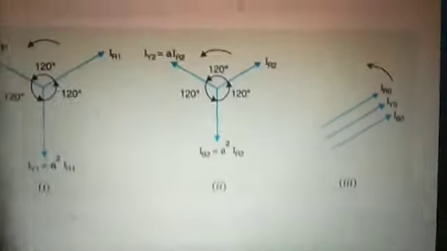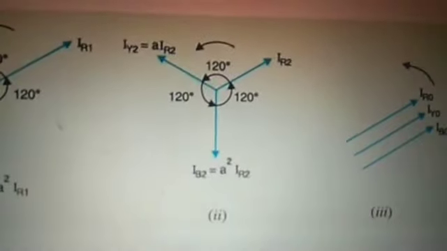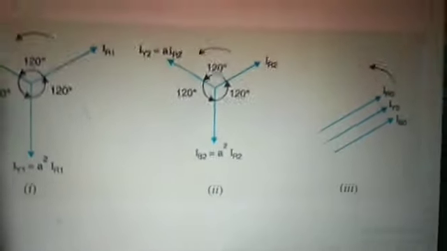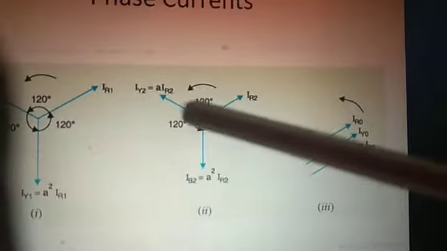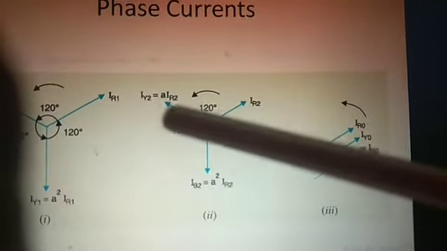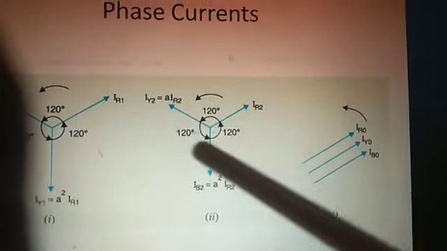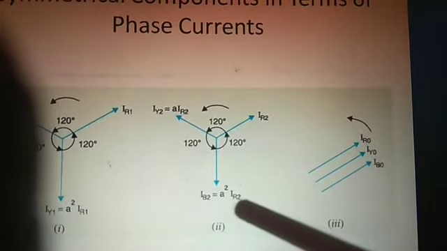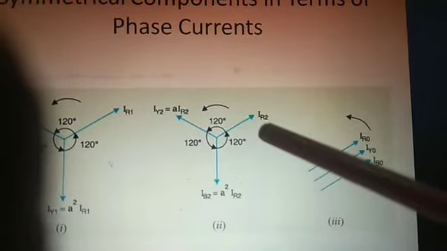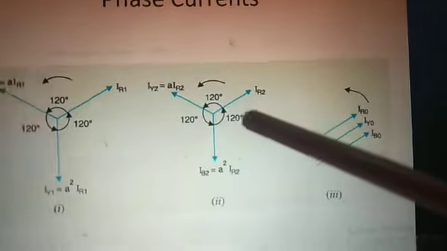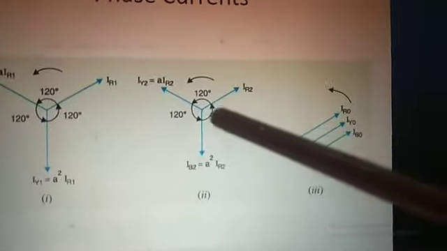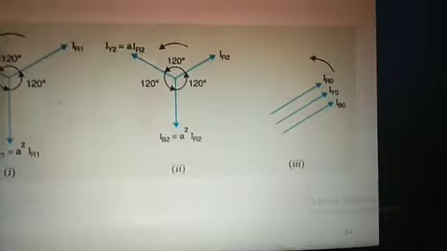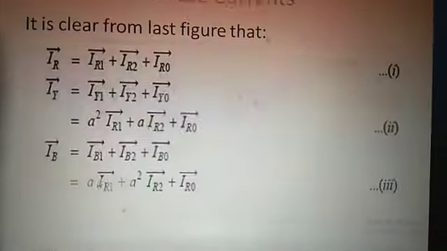For the second figure, if you follow carefully, you can understand the same way. For the negative phase sequence, we multiply A with IR2 and the next position is IB2. The third one is IY2 equals A square IR2. So what is actually happening here? We are converting all the phasors into the R phase, and here we don't have to do anything else.